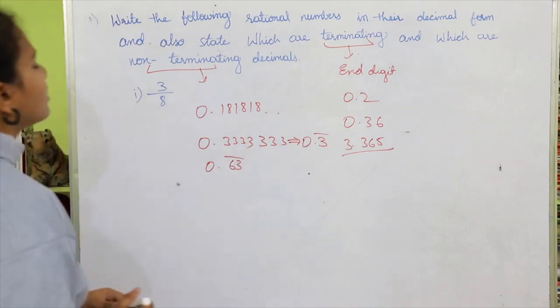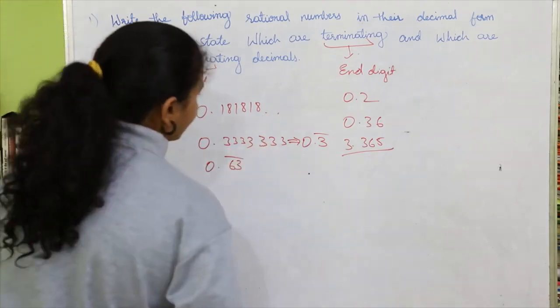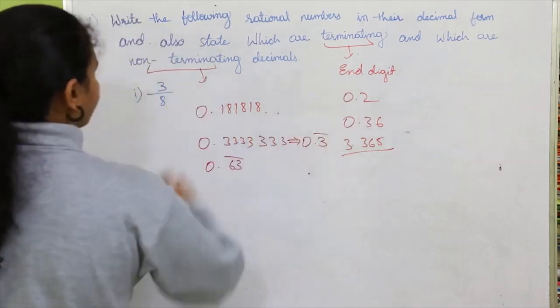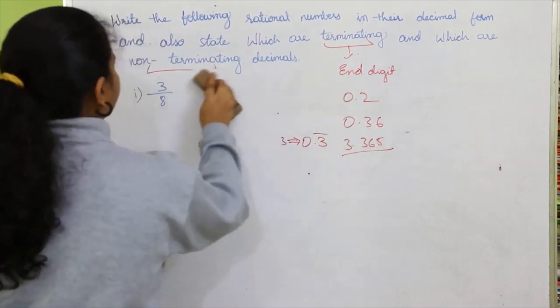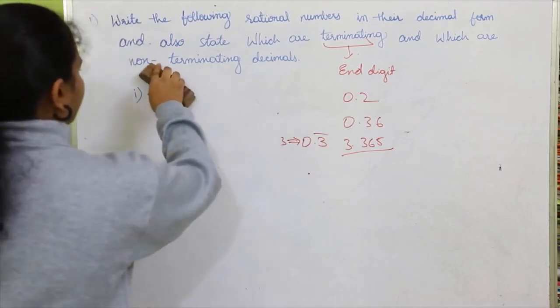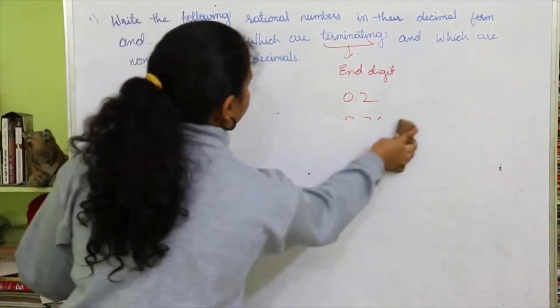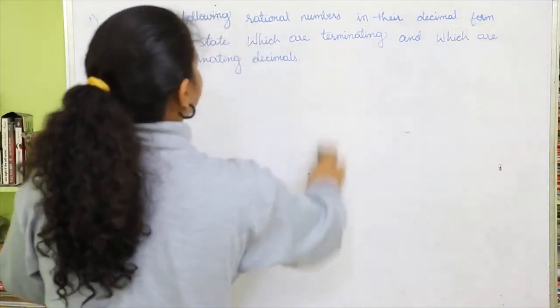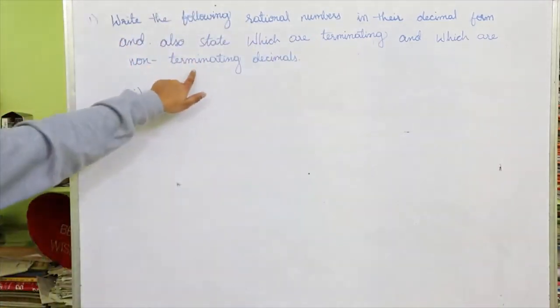So this is what a terminating and non-terminating decimal is. Terminating will have an end digit, where finite digits are there. Here in non-terminating decimals there won't be any end digit, the digits go further on. Here we will be getting infinite digits.